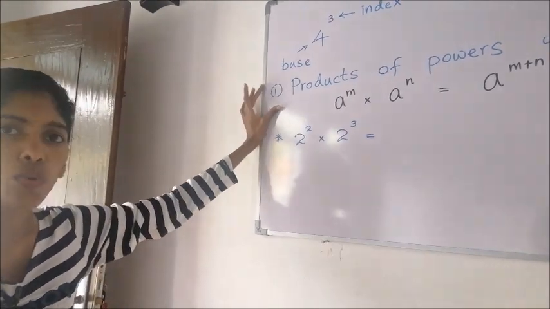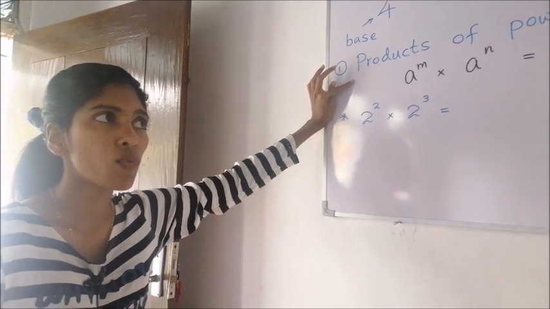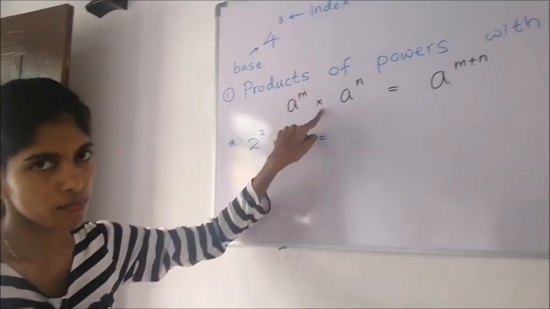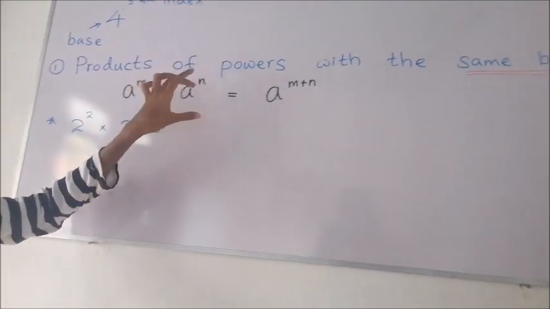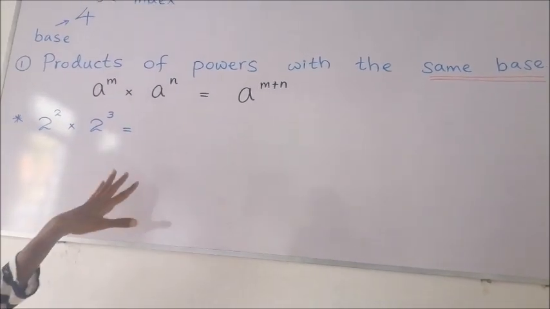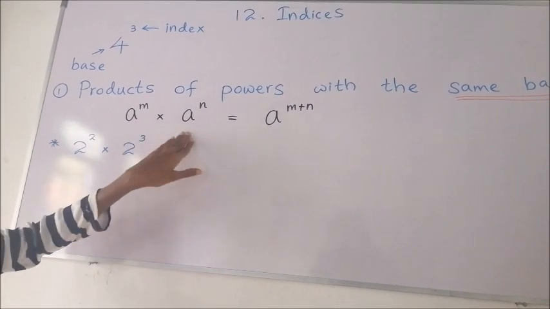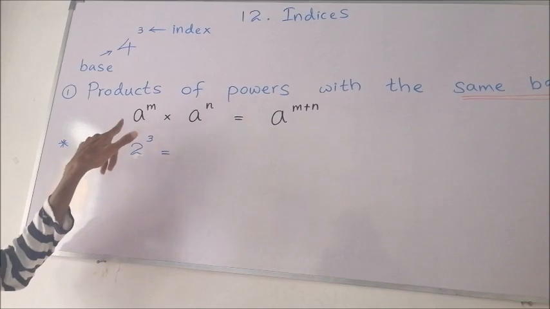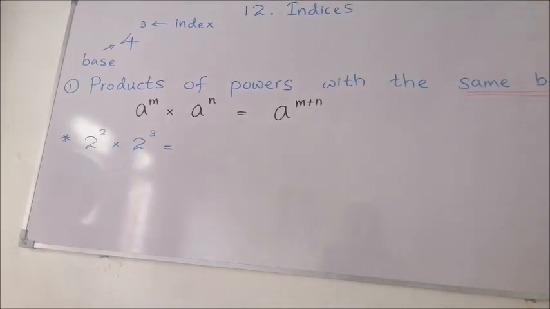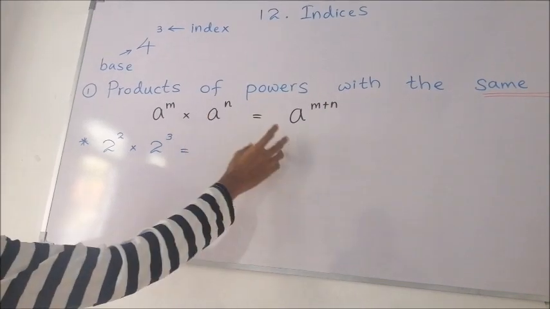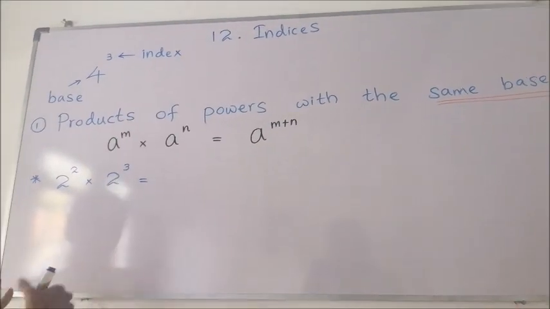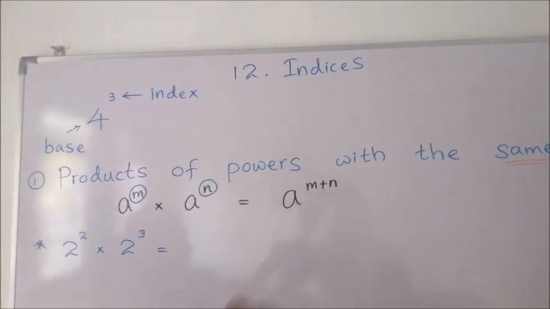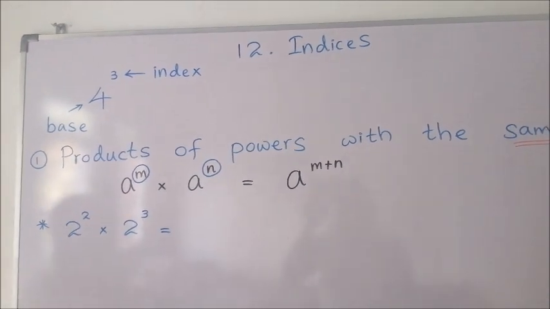We will go to our first section, products of powers with the same base. Remember, with the same base. Product means we need to multiply. There can be more than 2 powers also, no problem. Here you can see that the base is A. The base is the same here. If the bases are the same, to get the answer we can simply add the two indices mentioned. That means m plus n. We will see how that answer comes.